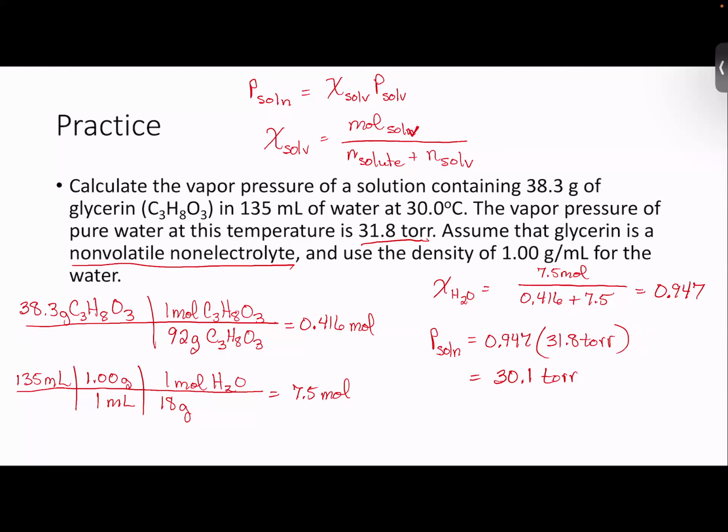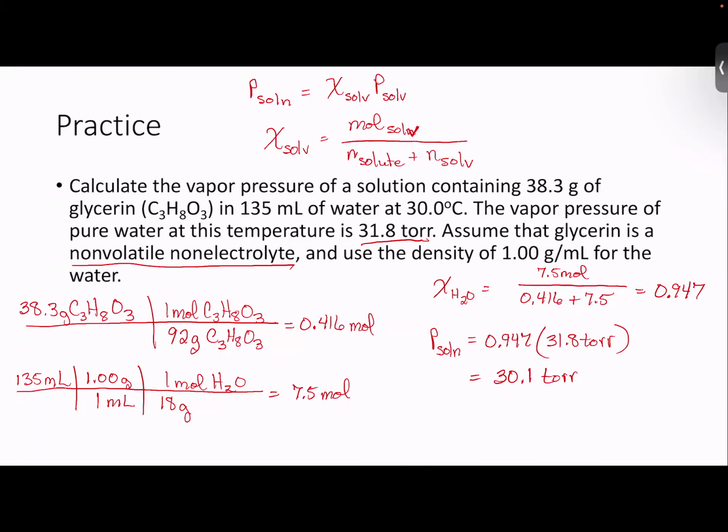Now, it's always good to see if your math makes sense. So how am I going to know if my math makes sense? Number one, on the previous slide, I said that the pressure of the solution is going to be less than the pressure of the solvent. Well, the pressure of our solvent was 31.8 torr. The pressure of our solution is 30.1 torr. So that checks.